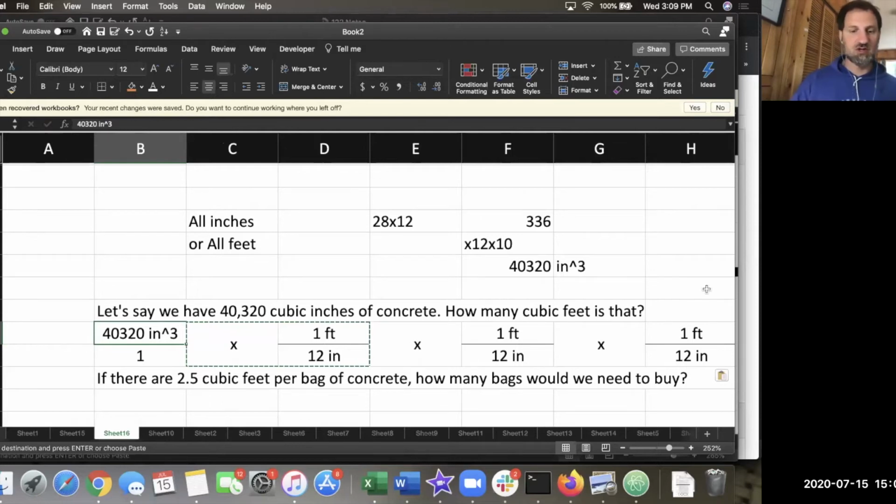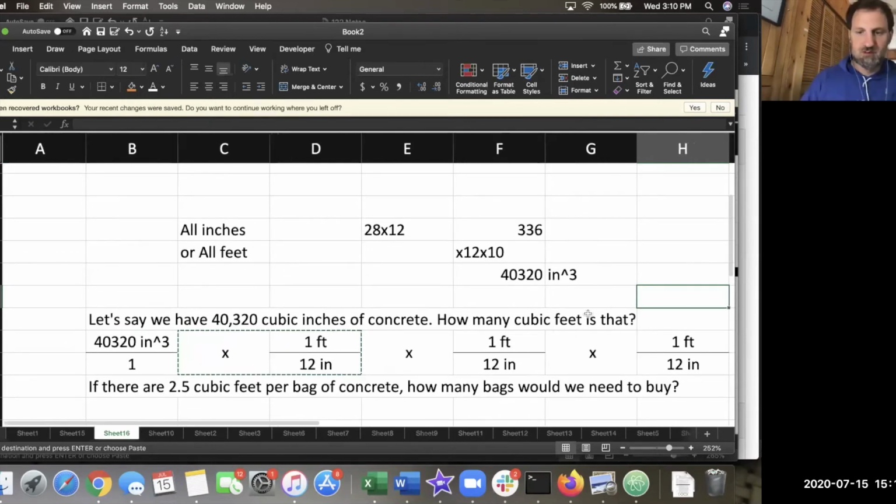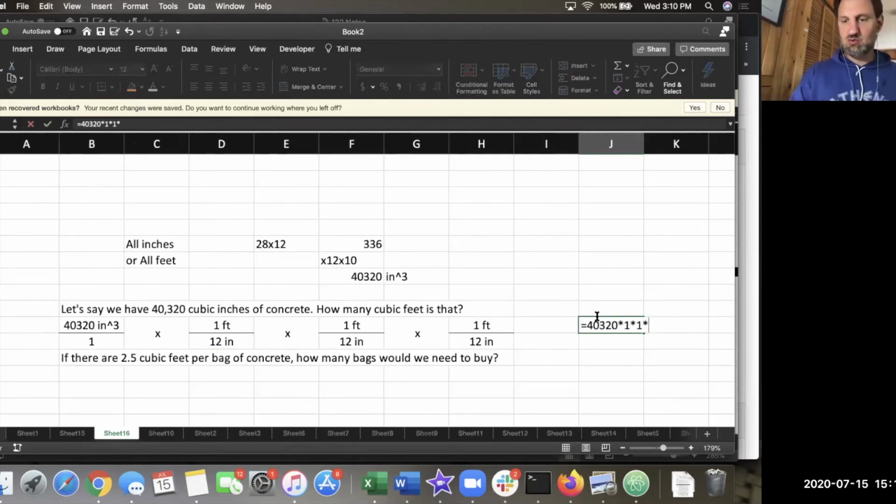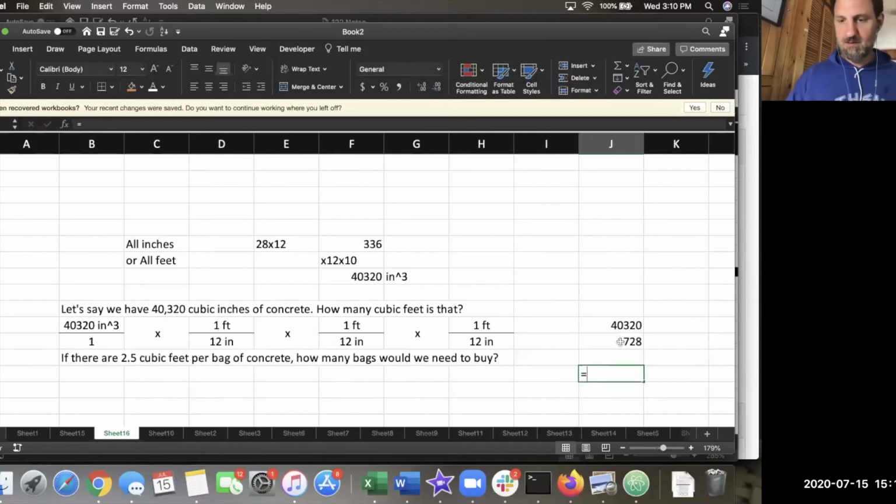I'll let you go ahead and do that calculation and do the conversion. And then those of you who did it in feet cubed will be able to see if you got the right answer. So across the top, it's going to be 40,320 times 1 times 1 times 1. That's a little silly because, of course, that's just 40,320. On the bottom, I'm going to have 12 times 12 times 12. And then I divide. Okay, so I get only about 23.3 cubic feet.